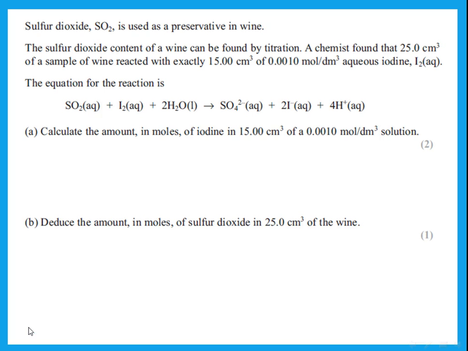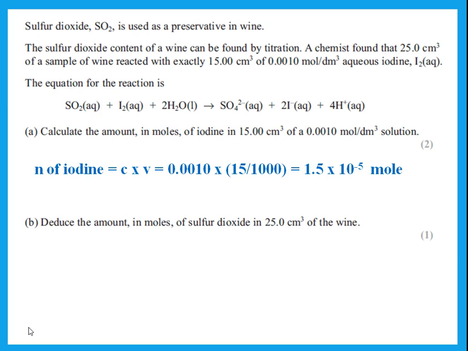Okay. Sulfur dioxide is used as a preservative in wine. The sulfur dioxide content of a wine can be found by titration. A chemist found that 25 centimeter cubed of a sample of wine reacted with exactly 15 centimeter cubed of 0.001 mole per decimeter cubed iodine, and he gives the equation. Calculate the number of moles of iodine. He already gives me volume, he gives me concentration, so number of moles is concentration times volume, and do not forget to divide the volume by 1000 because it was centimeter cubed.